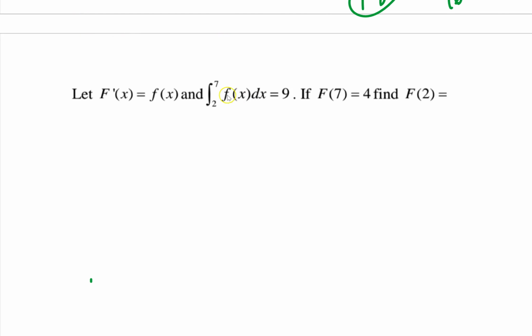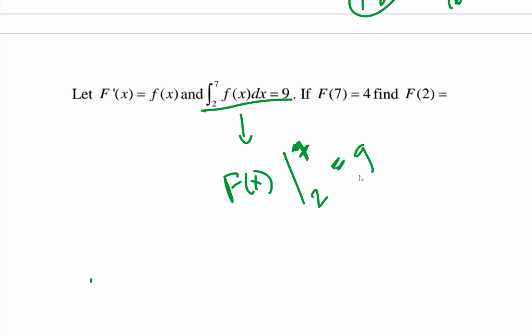Okay, so what's going on here is this. Let's integrate this. Remember when you integrate f of x, how we write it? Write it with the capital. So the integral of that's going to be capital F of x. Right? But remember, we have limits, so that means we're going from 2 to 7. And then when I integrate this, it tells me it should equal 9.